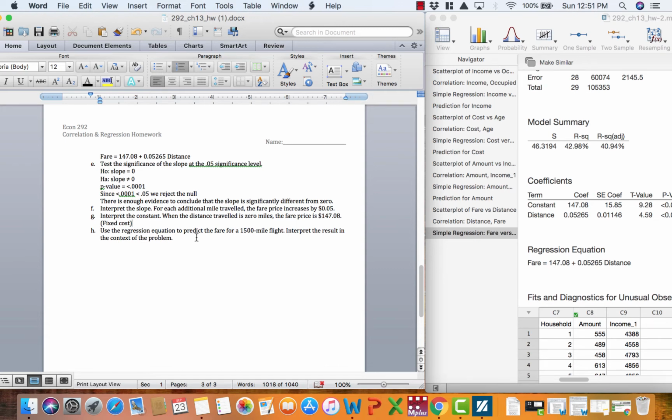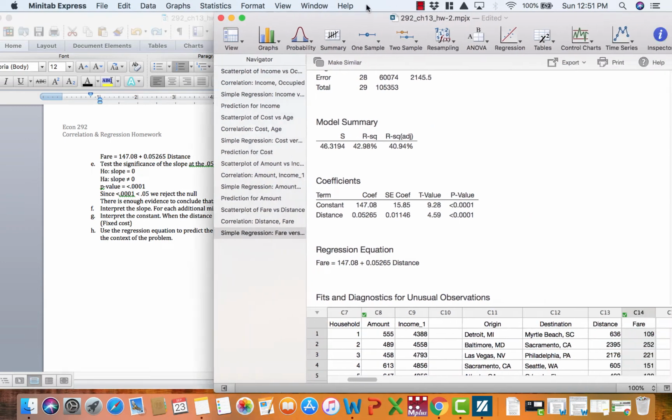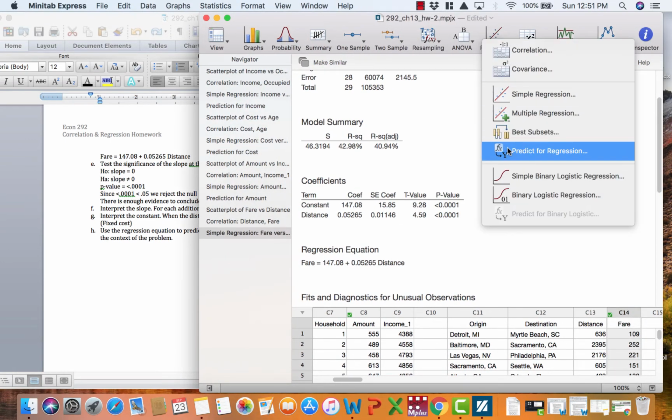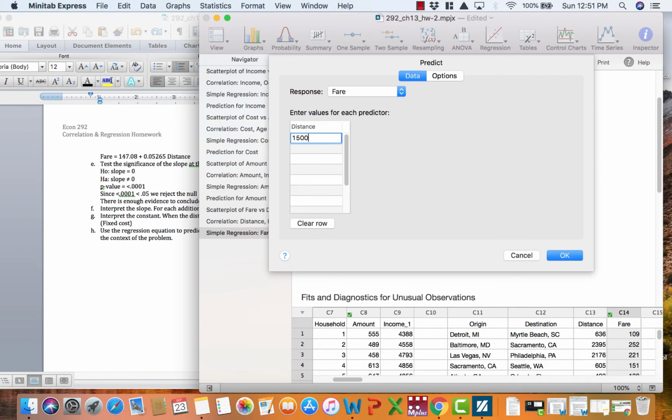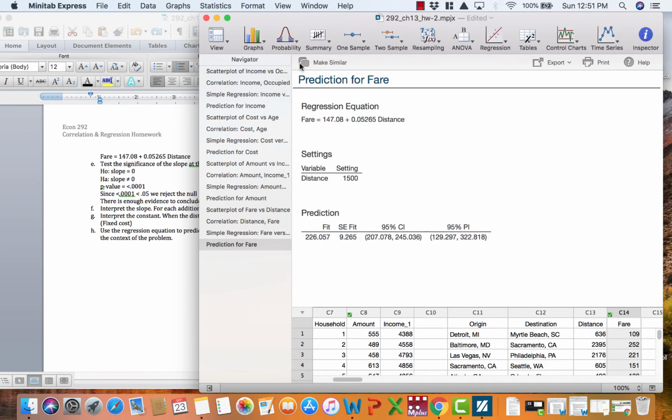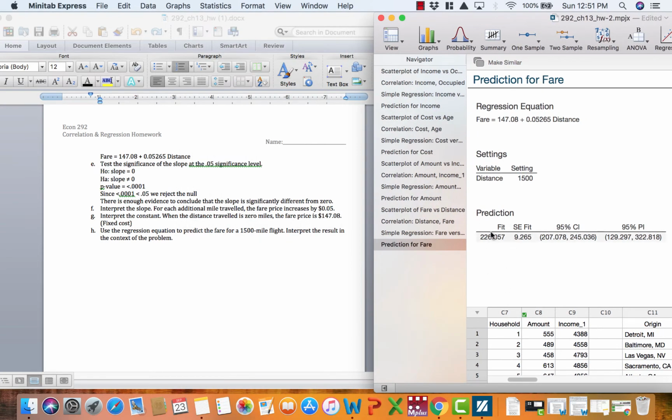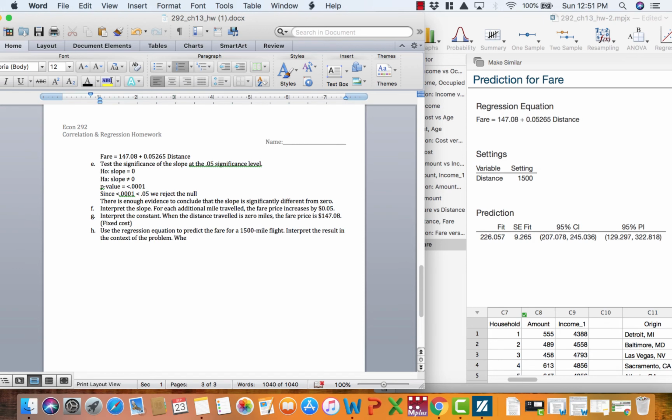All right, use the regression equation to predict the fare for a 1,500-mile flight. So we go into regression, predict for regression, put in 1,500. And we look at our fit value, the 226 number here. So we say when the distance traveled is 1,500 miles, we predict the fare price to be $226.06. Again, rounding there for it to make sense in terms of money.